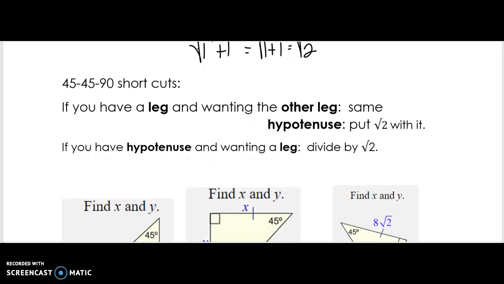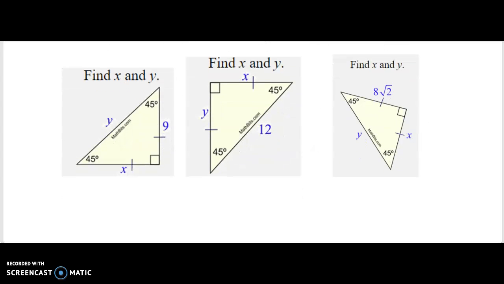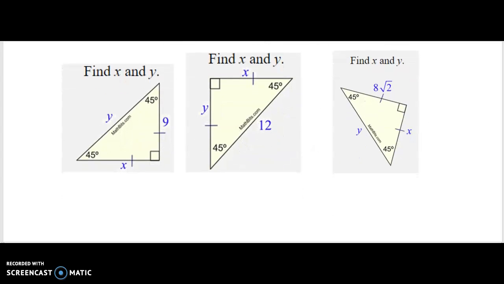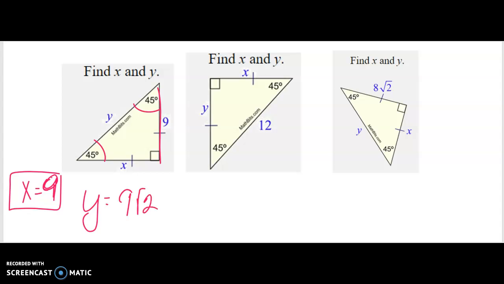If you know the leg, each leg, because they're going to be the same thing on a 45, 45, 90, you're going to put a square root of 2 with it. If you know the hypotenuse and you want a leg, you're going to divide by square root of 2. Super easy. Okay, so on this, we have a leg. So the other leg is going to be the same because both of the angles are the same. On y, it's going to be 9 square root of 2. Because if you do the Pythagorean theorem, 9 squared plus 9 squared is 162. The square root of 162 is 9 square root of 2.